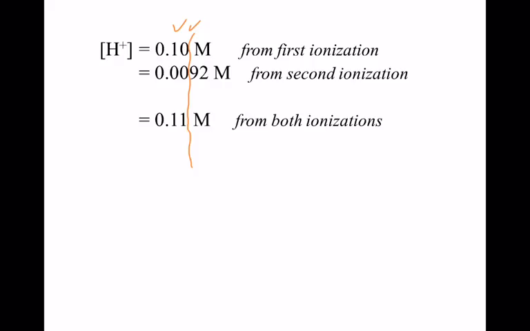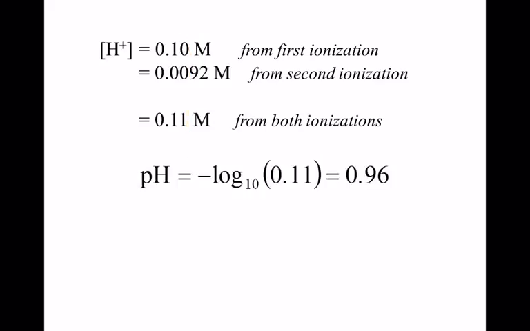I was thinking that was the pH, and I'm like, no. Not quite. We haven't done that yet. Okay, so that's the molar concentration of the hydrogen ion. So for pH, we use the log function. So we take negative log of 0.11, and we get 0.96.